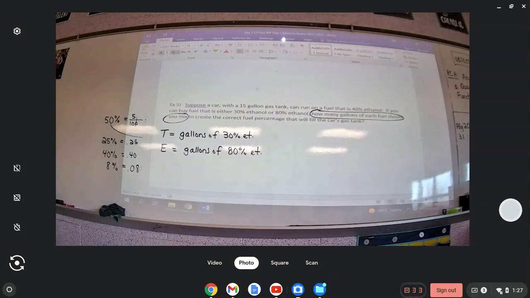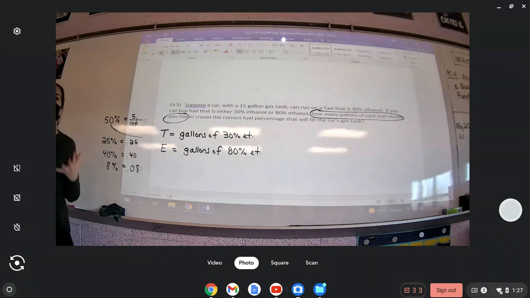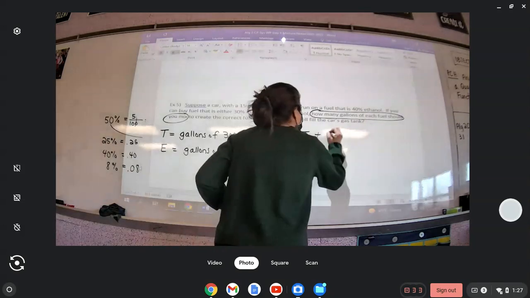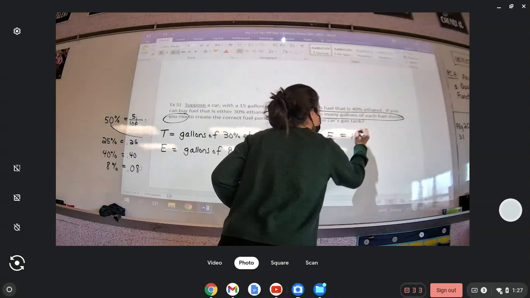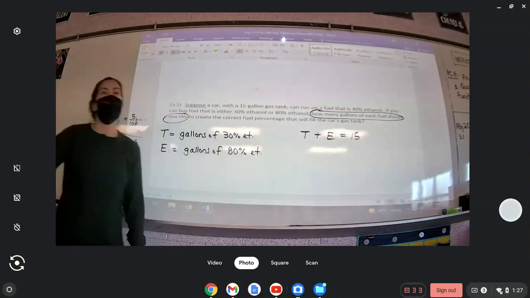Okay. You are trying to fill a gas tank that is 15 gallons big, and 40% of those gallons are going to be ethanol. So guys, if this is how many gallons you use from one mixture, and this is how many you use from the other, those gallons have to add up to how many total gallons in this tank. 15. So T plus E has to equal the 15-gallon tank. I use so many of these gallons and so many of them, give me 15.